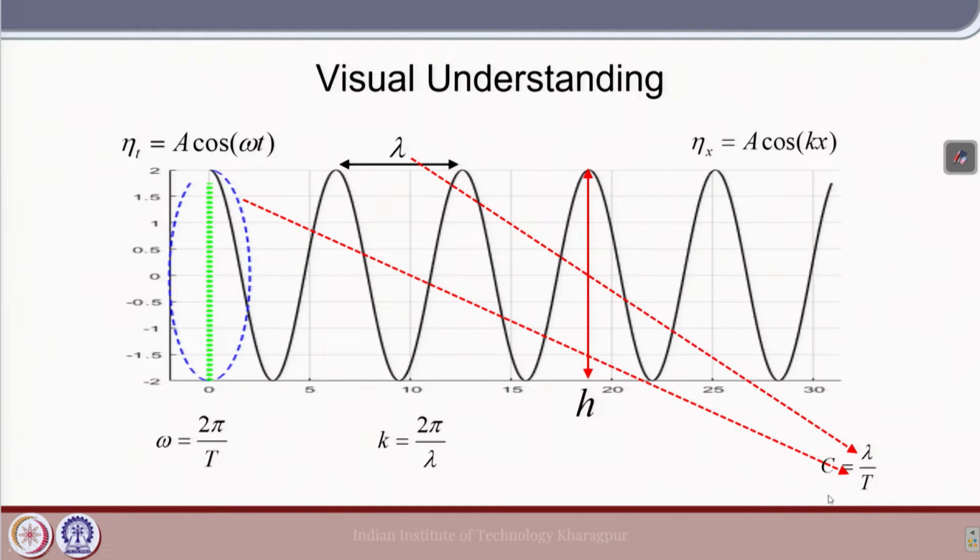It means that if the water particle takes a complete circle in time t seconds, then the wave travels along the x direction by lambda meters. Therefore, we can define the wave speed c equal to lambda by t.